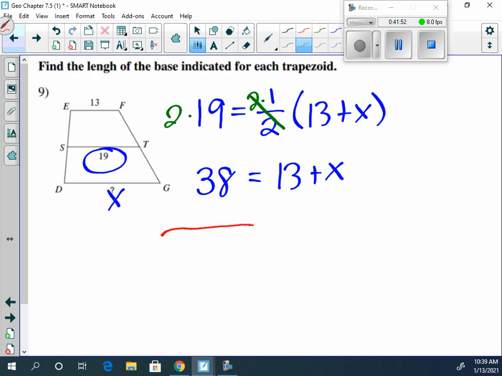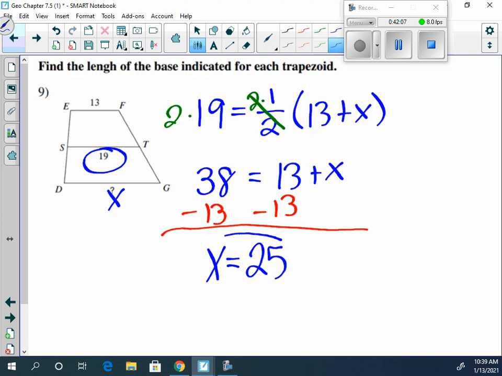Now what do we do? We would subtract 13 from both sides. And when we subtract 13 from both sides, we get x is equal to 25. Are we good with x being 25? That's bigger than 19. That side length is bigger than 19. Questions on this here? Any questions on any of this here so far? We're good with this here?